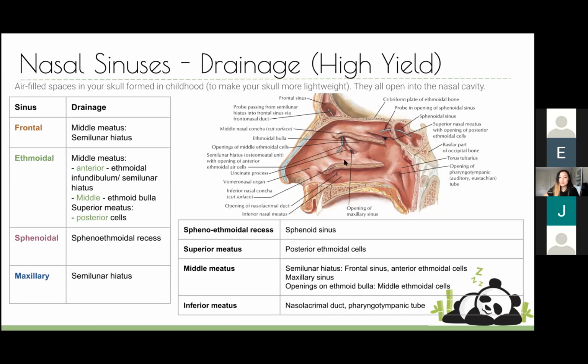And then you've got a middle meatus, which is huge. That's got a semilunar hiatus under it, which drains the frontal sinus from here, as well as your anterior ethmoidal cells and your maxillary sinus from here. Then you've got openings on the ethmoid bulla for the middle ethmoidal cells. So far you can see we've done the anterior ethmoidal from your semilunar hiatus, moving to middle ethmoidal, moving to posterior ethmoidal. They're actually kind of in a line. And then under your inferior meatus, you have your nasolacrimal duct for your tears and your pharyngotympanic tube, which is almost not under it. It's a little bit cheating, but that's where your middle ear is.